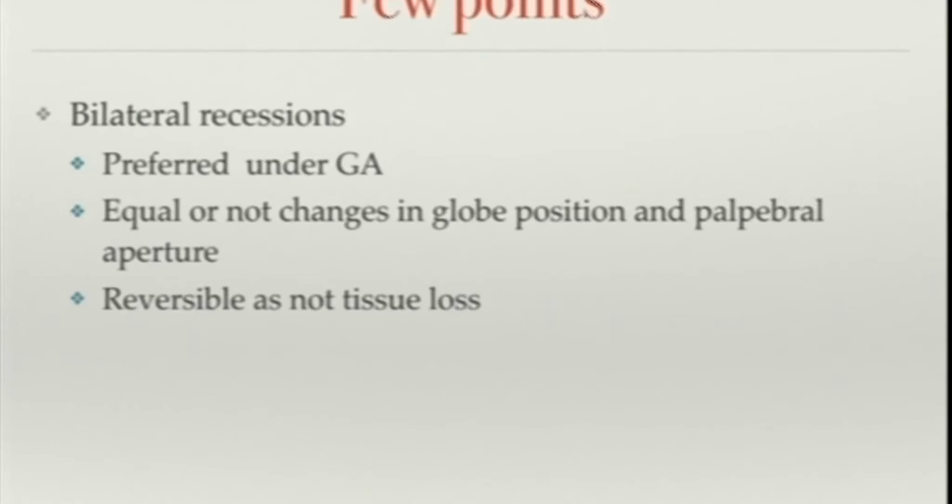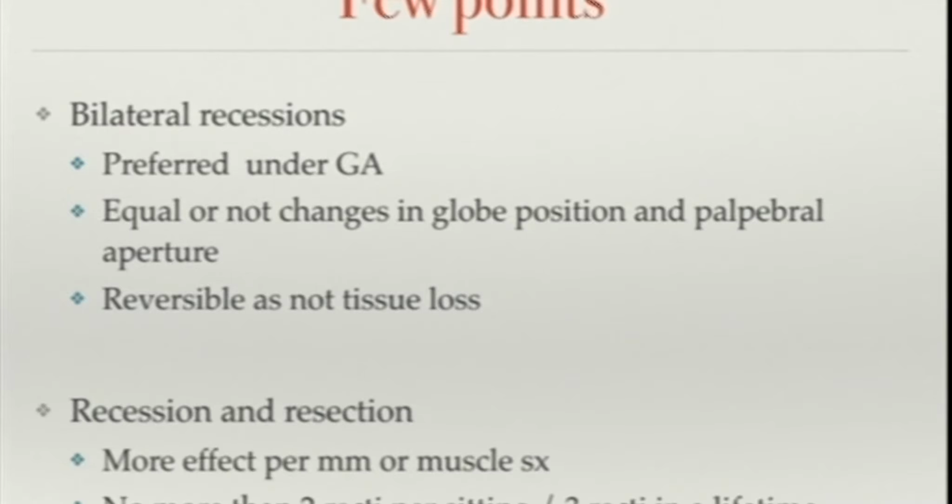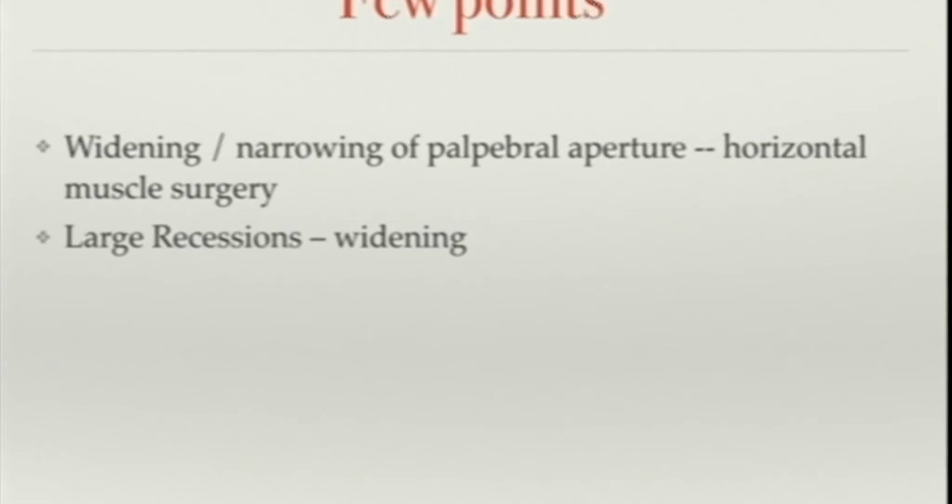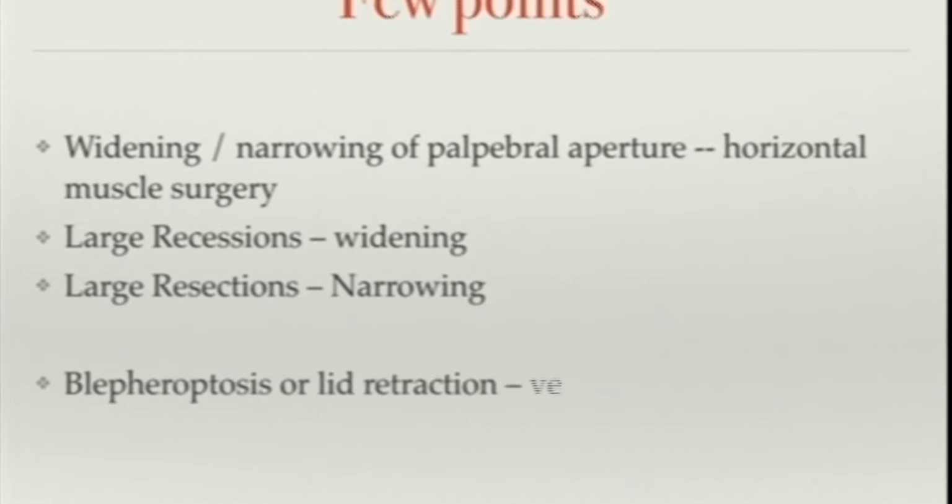Now a few points. Bilateral recessions are preferred under GA because if there are any globe position changes, they are equal or none. They are reversible as there is no loss of tissue. Recession-resection gives you more effect per millimeter of surgery, but it has to be understood that we are not dealing with 2 recti at one sitting or 3 recti in one lifetime of the patient. Widening and narrowing of the palpebral fissure can occur with horizontal muscle surgery. Large recessions can give you widening and large resections can give you narrowing.